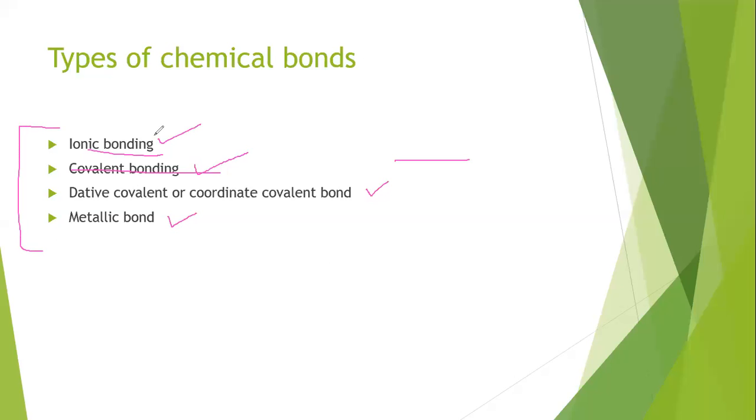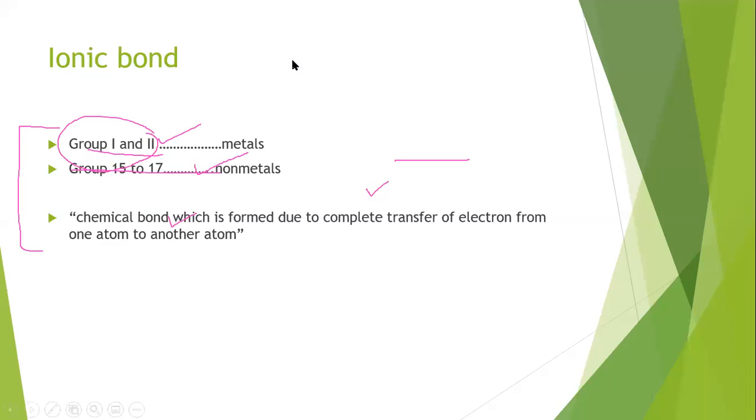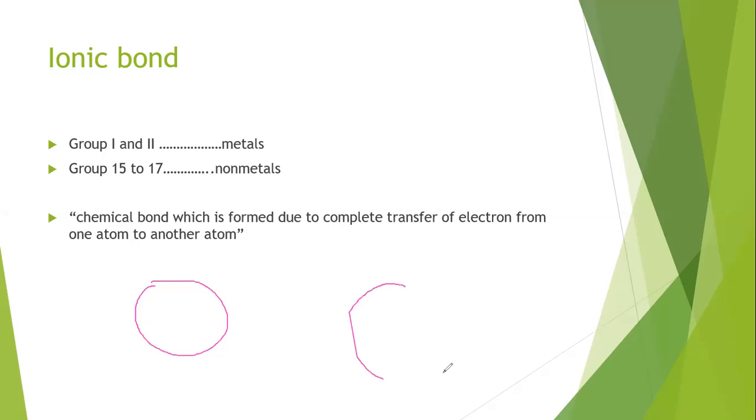In detail, we are going to discuss the ionic bonding. What is ionic bonding? Let's see. Ionic bonding is basically the complete transfer of electrons from one atom to another atom. For example, there are 2 atoms, atom A and atom B.